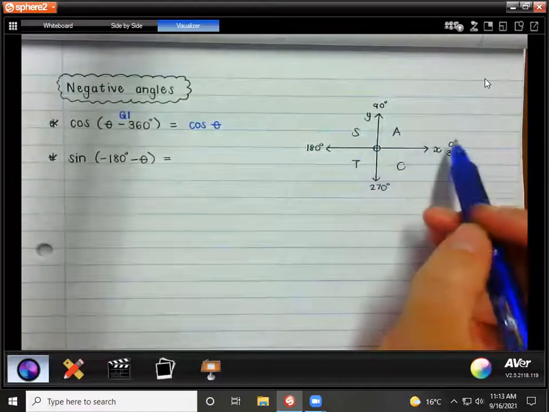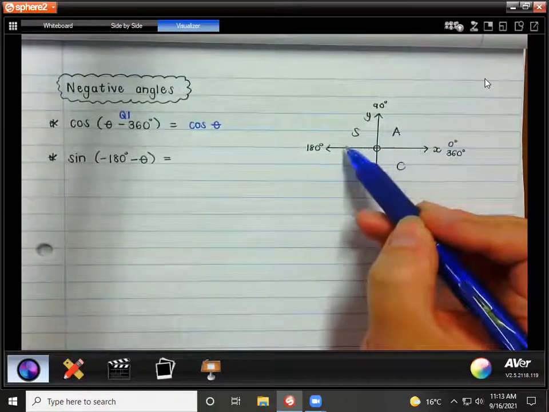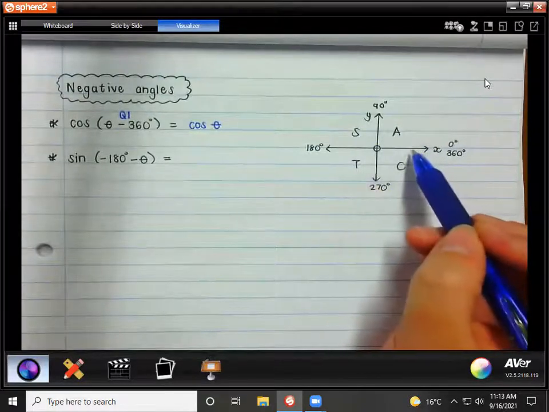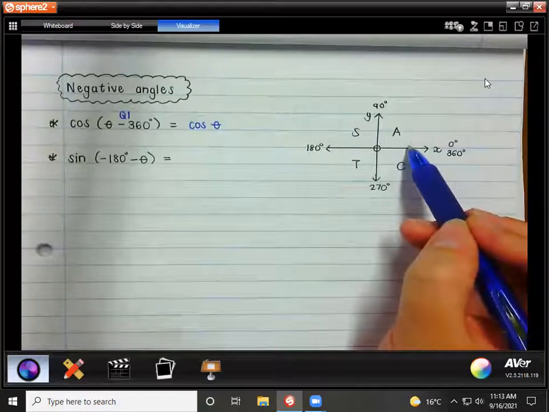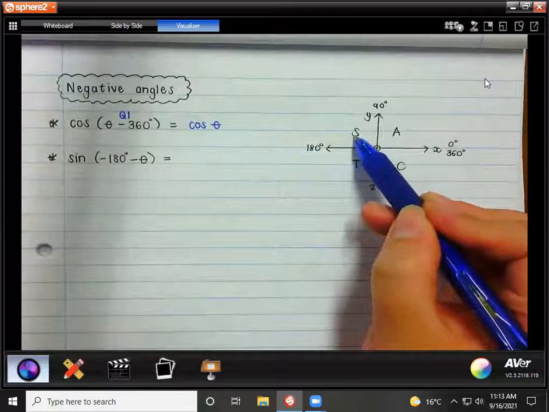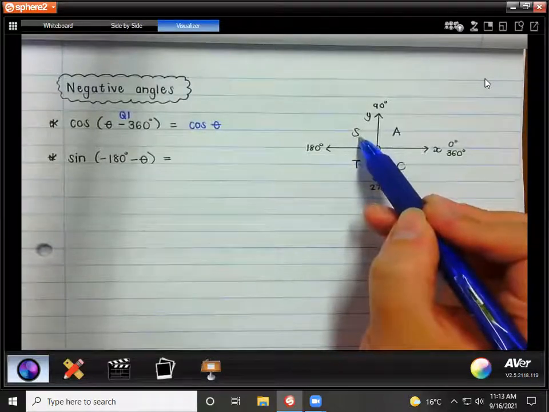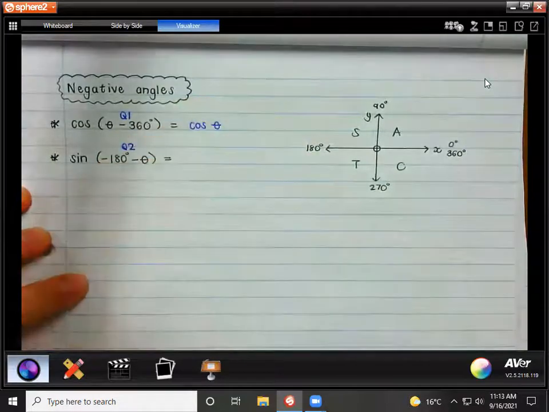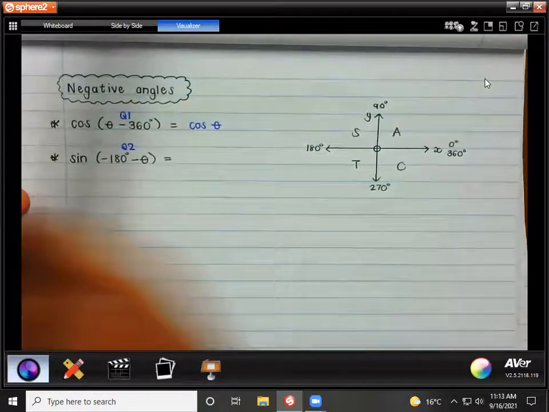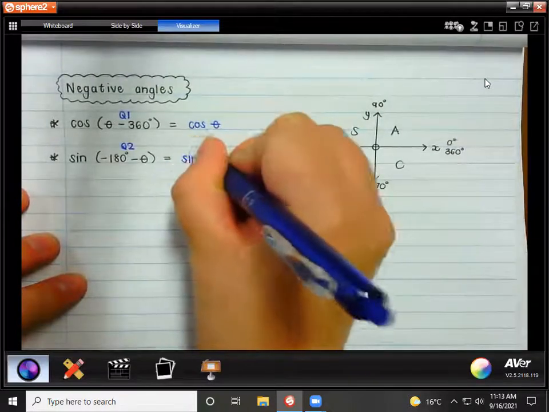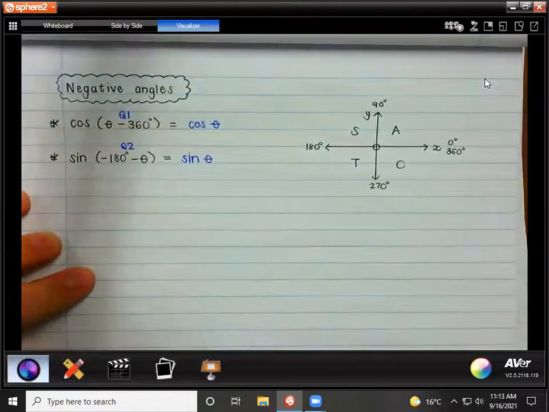If it was 180 minus theta, we would say 180 is there, and now we're minusing an acute angle to get to the second quadrant. This is similar. It's negative 180, so we're minusing 180 degrees, and then we're minusing an acute angle as well. So we end up in the second quadrant. What is sine in the second quadrant? Hold on. Sine is positive, hey? So positive sine theta, yes?